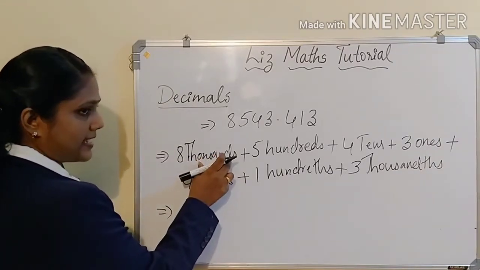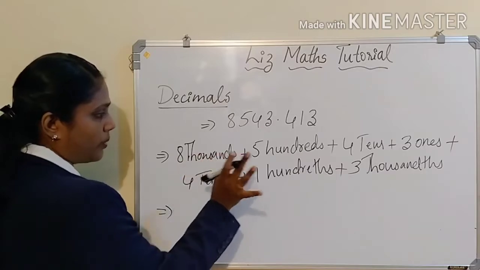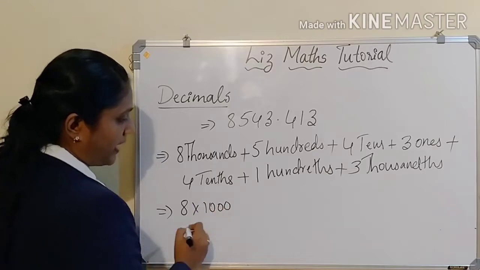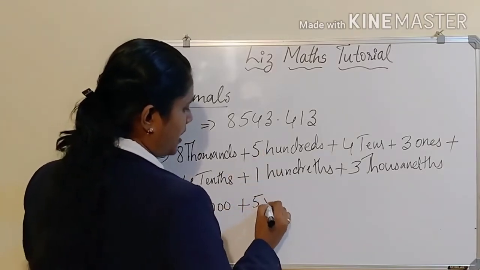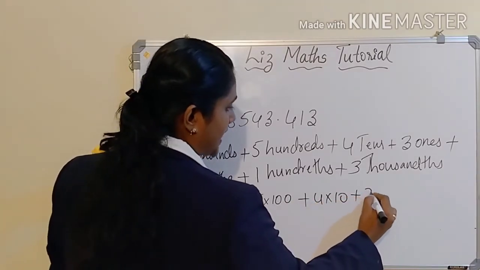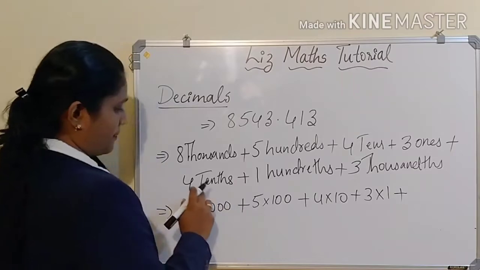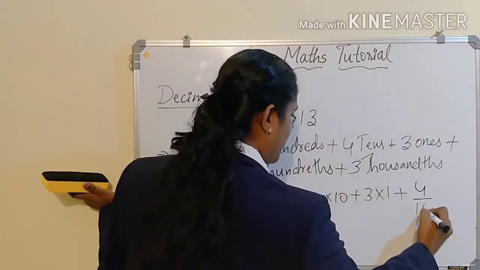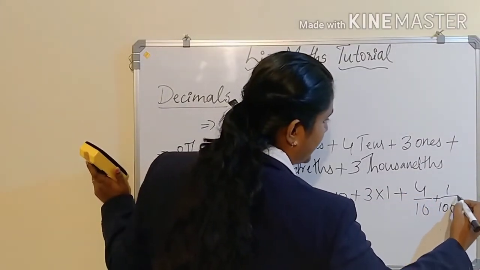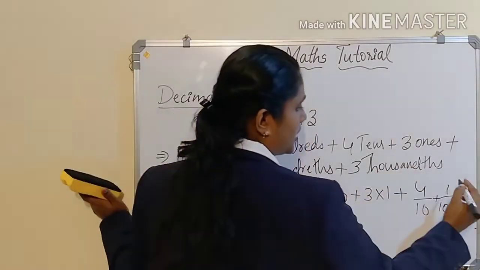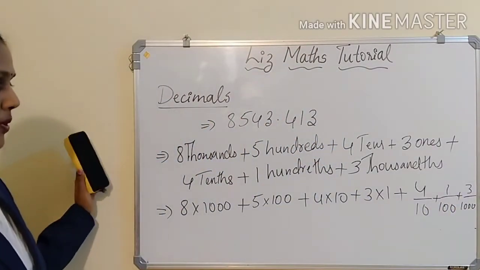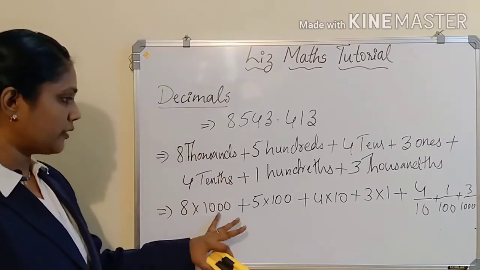What is thousands, what is tens, what is hundreds? We'll write down 8 into 1000, you have to multiply. Plus 5 into 100, you have to multiply. Plus 4 into 10, you have to multiply. 3 into 1. Plus 4 tens, that is 4 divided by 10, plus 1 hundreds, 1 divided by 100, plus 3 thousands, 3 divided by 1000. Hope you understood. Now next, you have to multiply this.